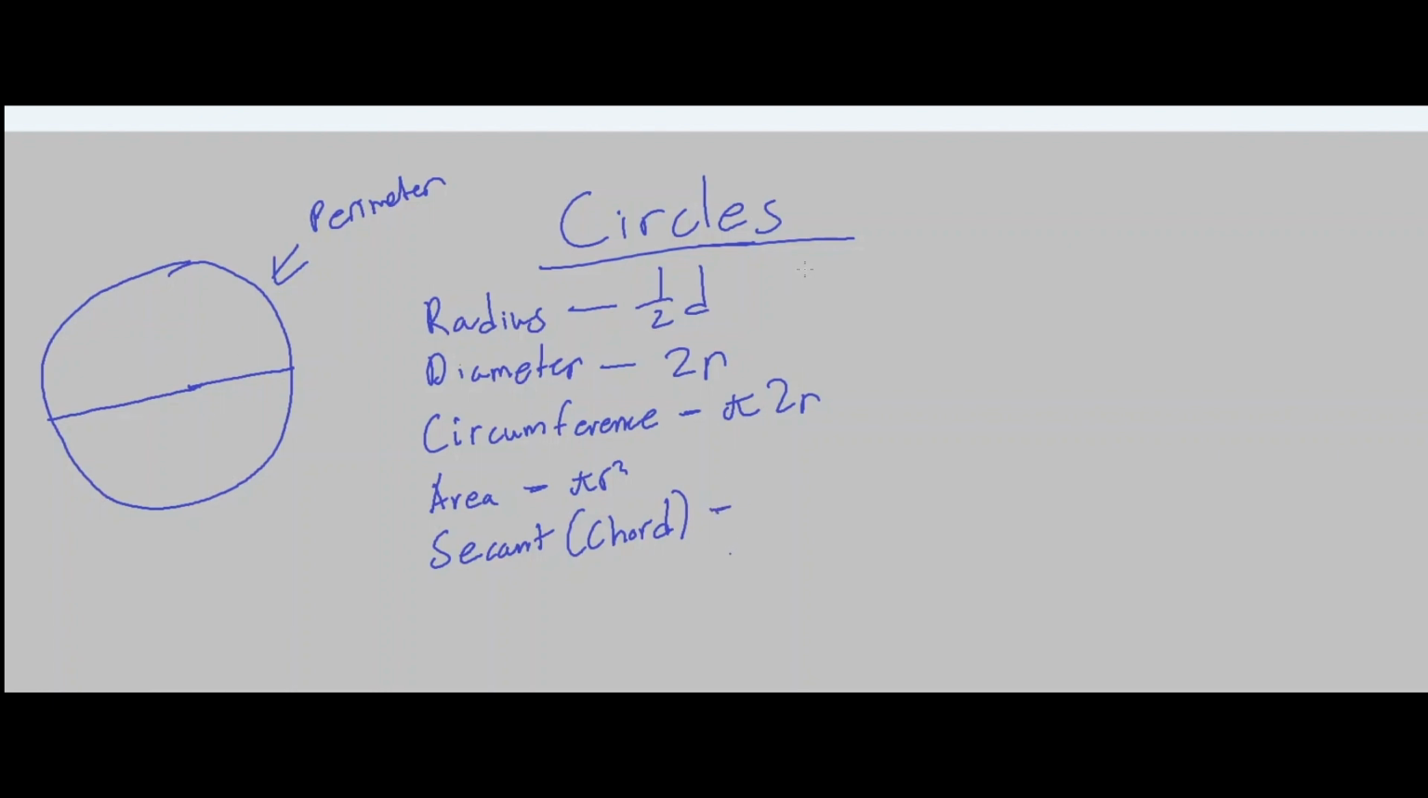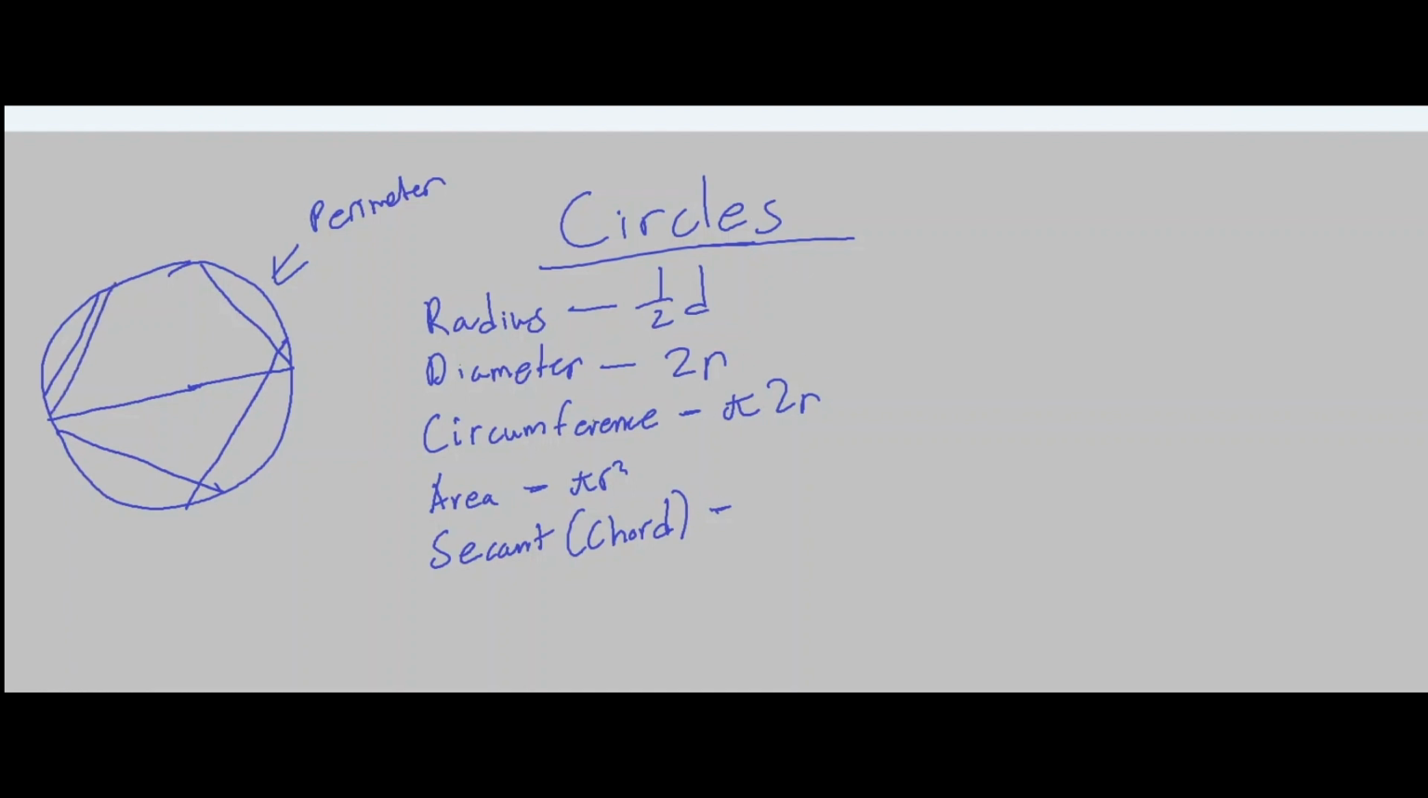And a chord, there isn't an exact equation for a chord, but all you need to do is recognize what a secant or a chord line is. These are just chords. They're never longer than the diameter, but they do meet at 2 points in a circle. So those will just be chords, lines like that.